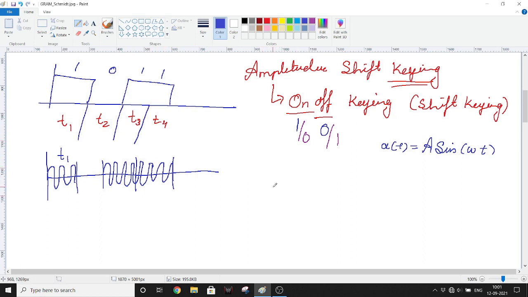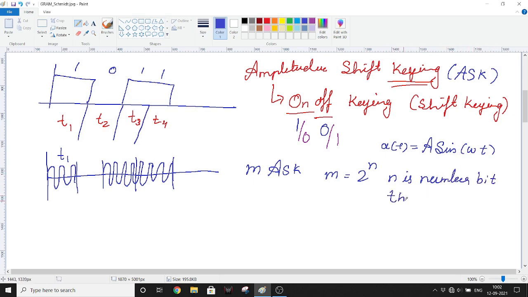In the same way, this ASK can be represented with M-ary ASK. What does M represent? M is equal to 2 raised to n, where n is the number of bits that you have grouped. So for on-off shift keying, that is a simple ASK, you have grouped one bit as one symbol.